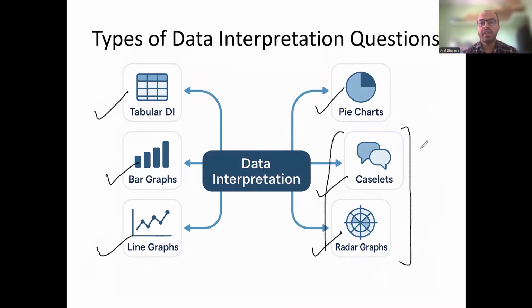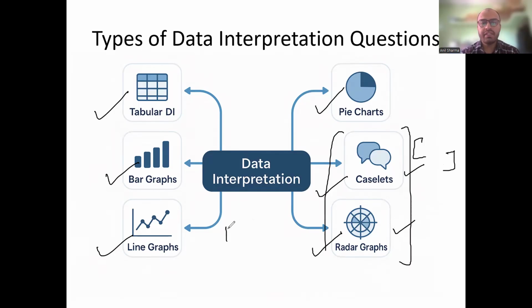But now you can see in banking examinations, be it prelims, mains, or any other examination, they are asking questions on caselet DI and on radar graph also. So these are the six broad categories that we need to understand while dealing with data interpretation. In the future, we will discuss each and every type of DI one by one.